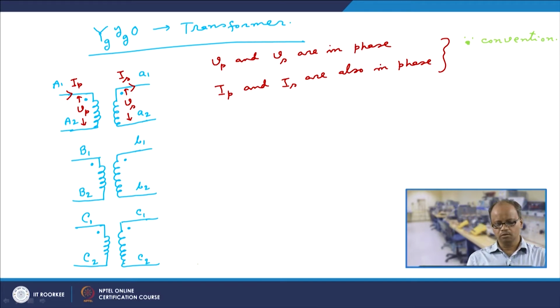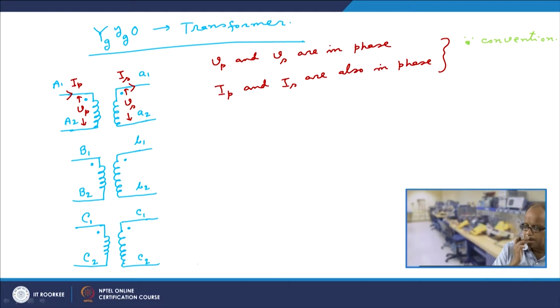Now, one thing we again have to recollect: if I say that this voltage and this voltage are in phase, then when drawing the phasor diagram of these voltages, they should be drawn as parallel lines to each other. Similarly, this voltage with respect to this point and this voltage with respect to this point are in phase, so these two voltages also should be drawn parallel to each other. Similarly, these two voltages also should be drawn parallel to each other, because they are in phase.